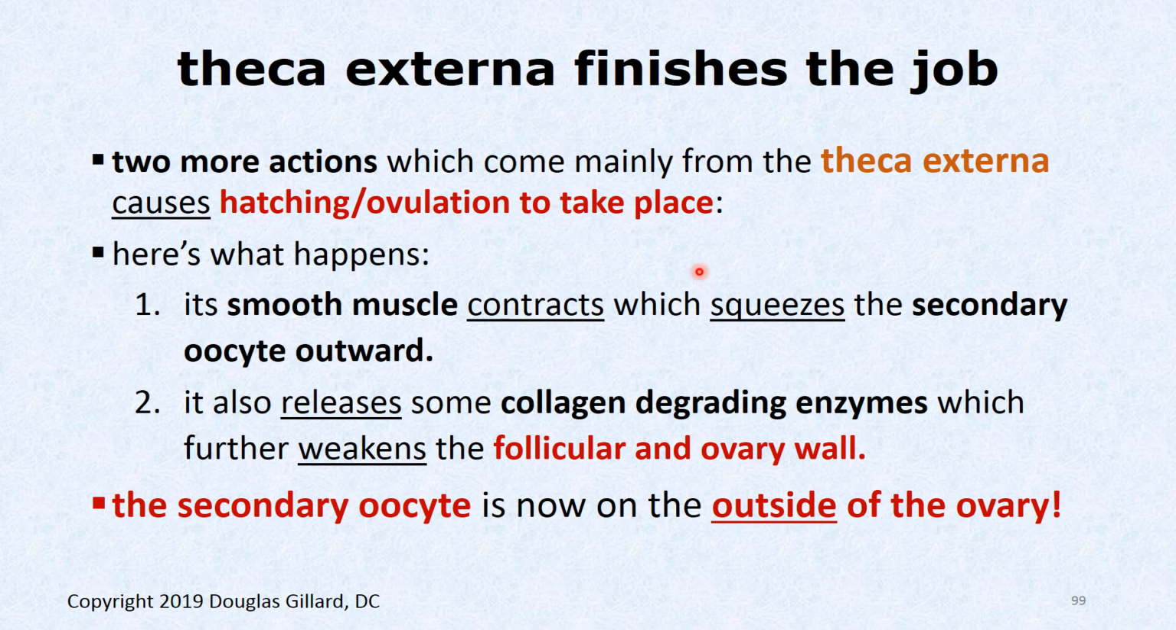So there's 2 more actions we have going backwards. We haven't got it out yet. So that smooth muscle that is in the theca externa actually contracts and helps squeeze out the oocyte. And then if the inflammation didn't do the trick, there are some collagen-degrading enzymes we won't worry about that are secreted from the theca externa cells, and that does the trick, and it rips a hole through the wall of the ovary. And now the secondary oocyte is outside of the ovary.